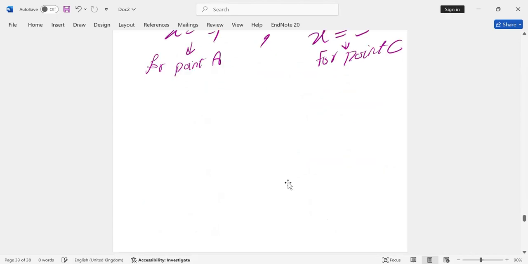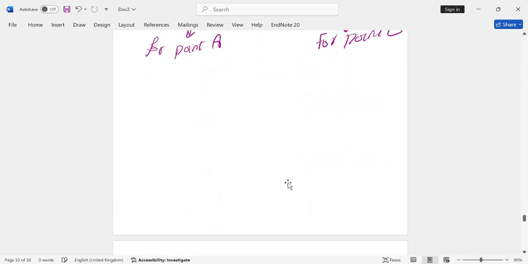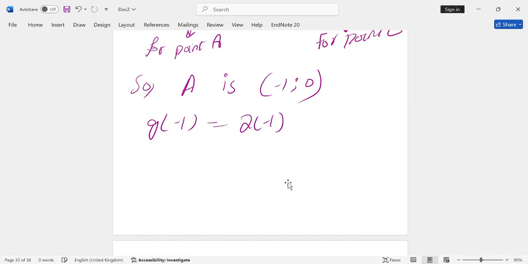Now to confirm g of x, the y coordinate of A is g of minus 1, that is equal to 0. So we say that A is minus 1 and 0, because when you write g of minus 1, that is equal to 2 into minus 1 plus 2, that is equal to 0, right?